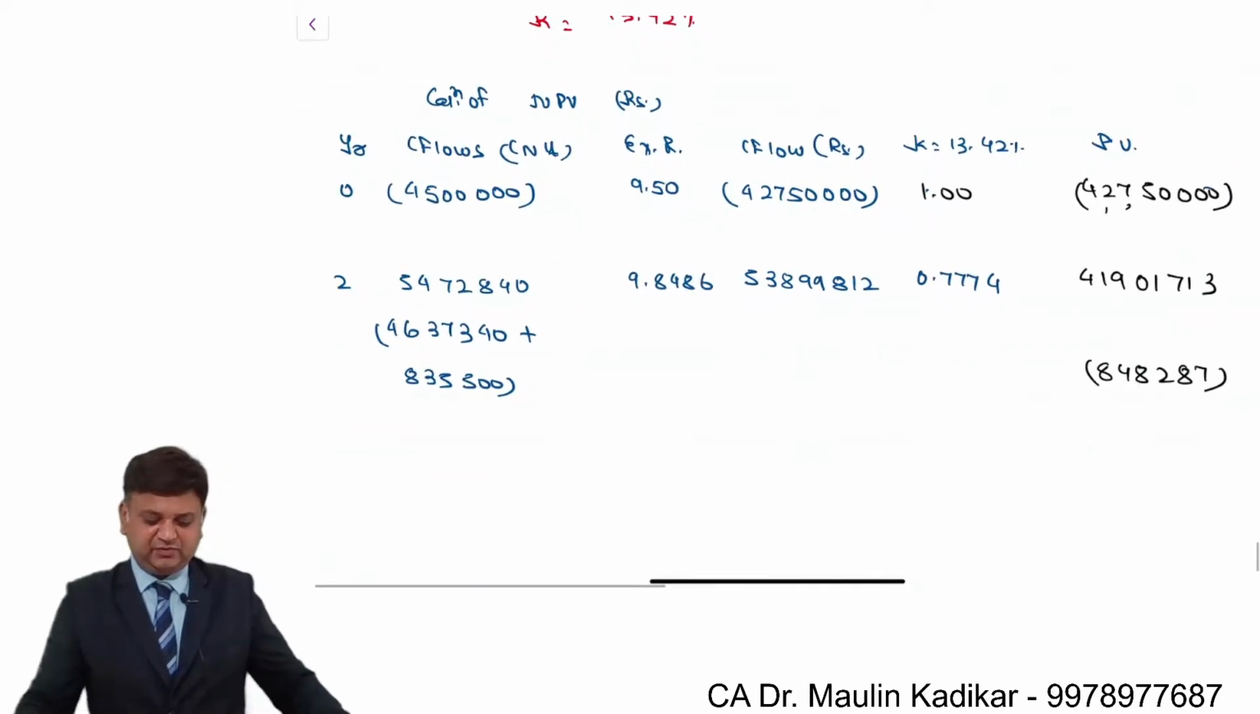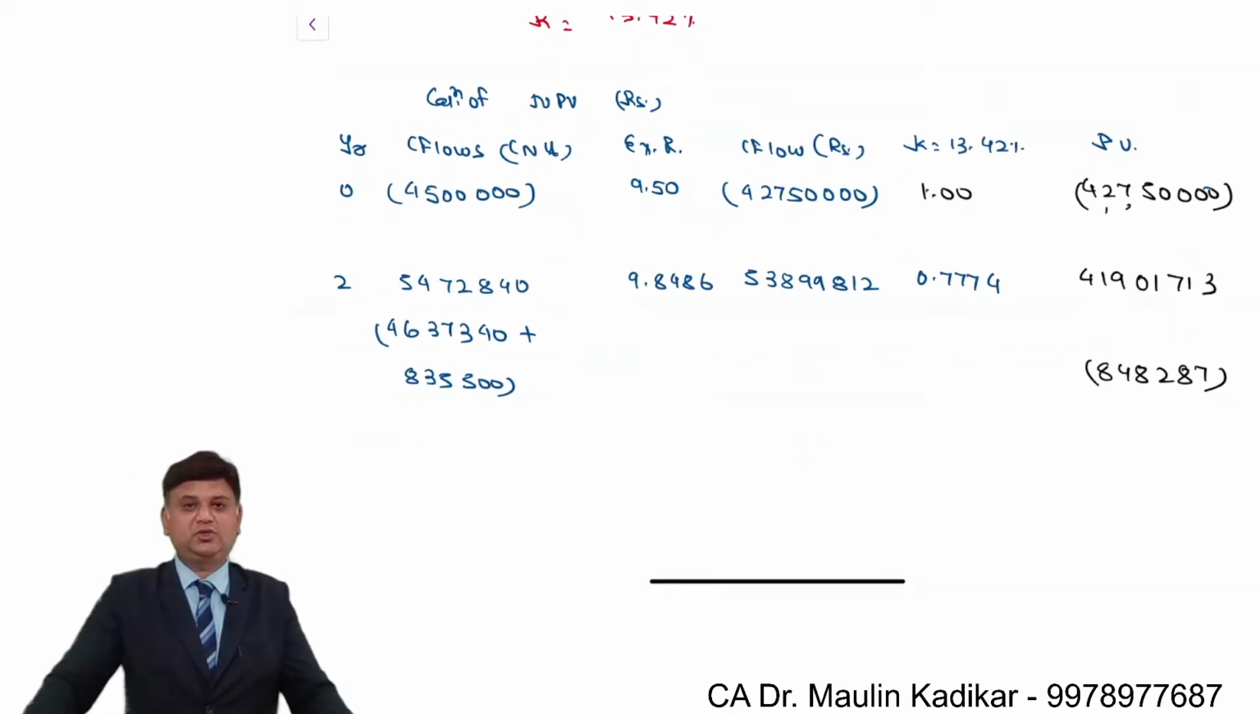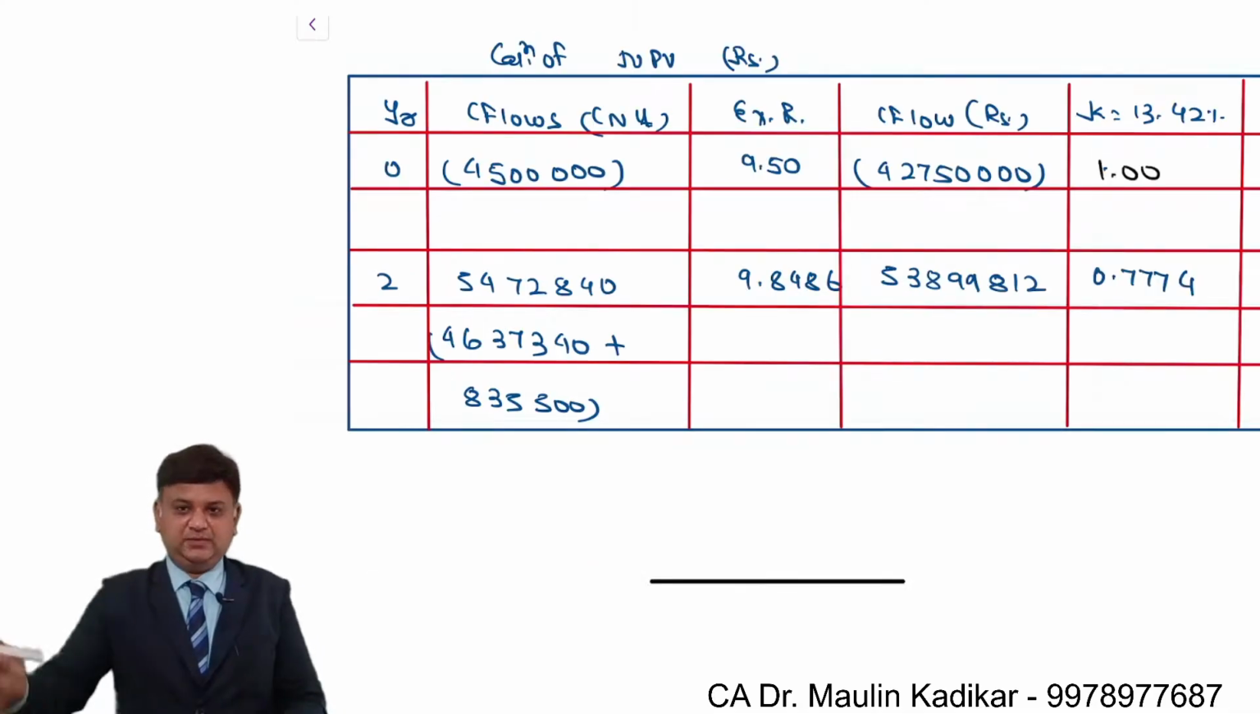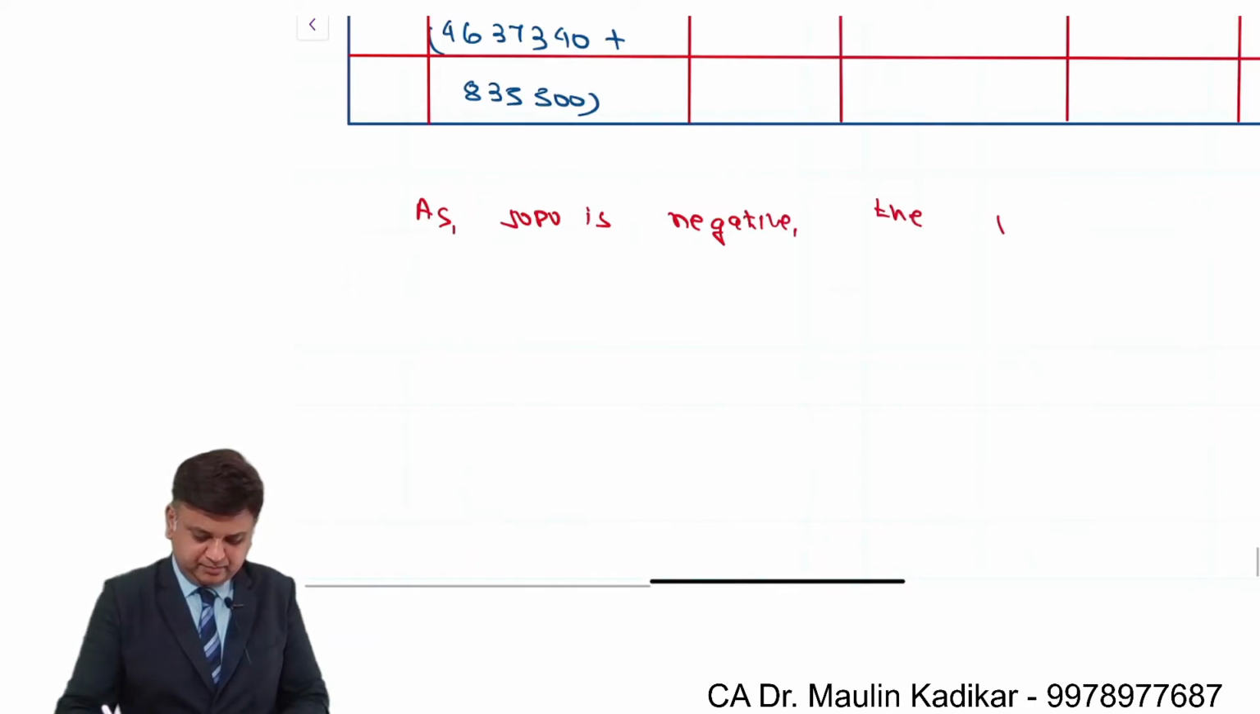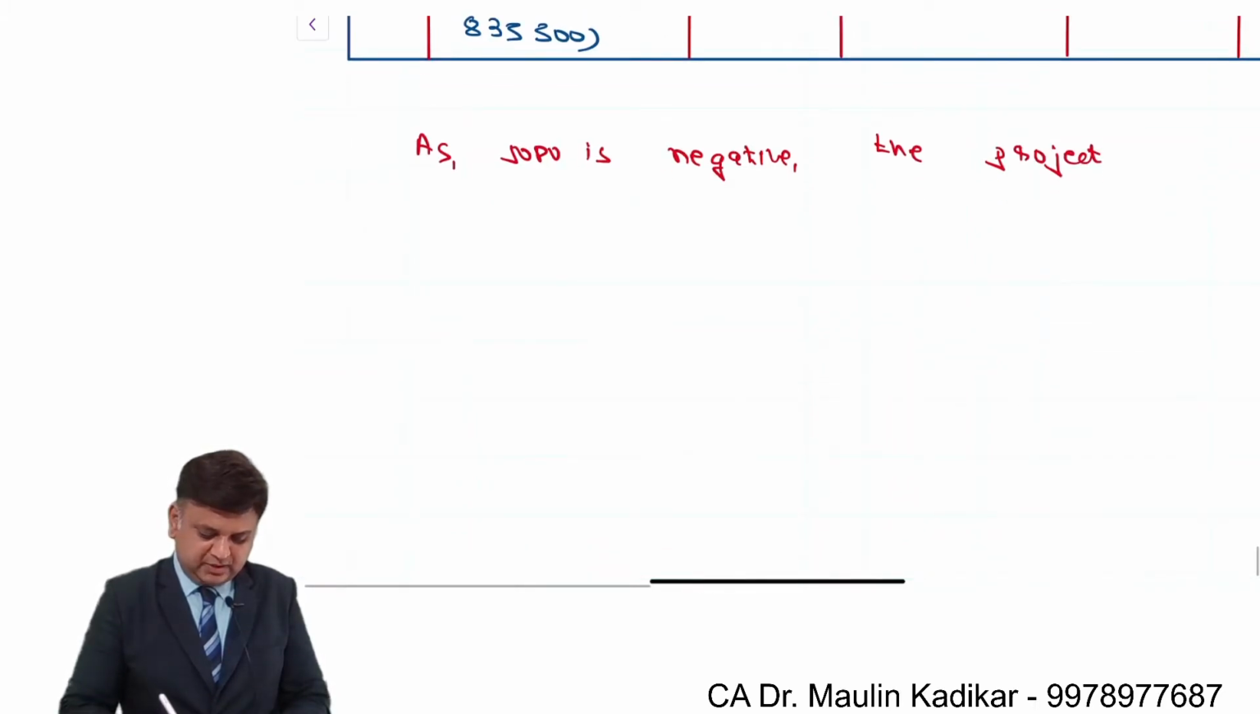That is the way the NPV is found, which is negative, so the project should not be accepted. Write an answer. As NPV is negative, comma, the project should not be accepted. Full stop.